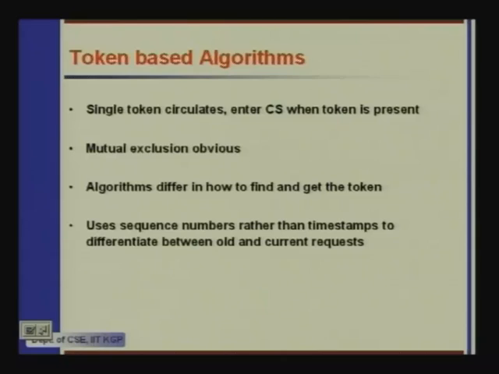So let us look at this algorithm. There is a single token which circulates, and a node can enter the critical section when the token is present at that node. Mutual exclusion is obvious because only one token is there. So it cannot be the case that two processes enter the critical section at the same time.